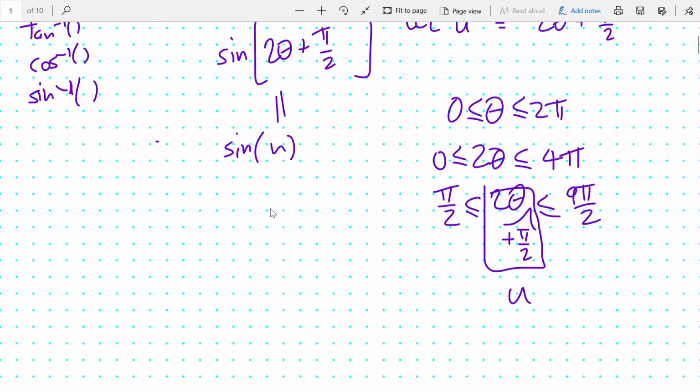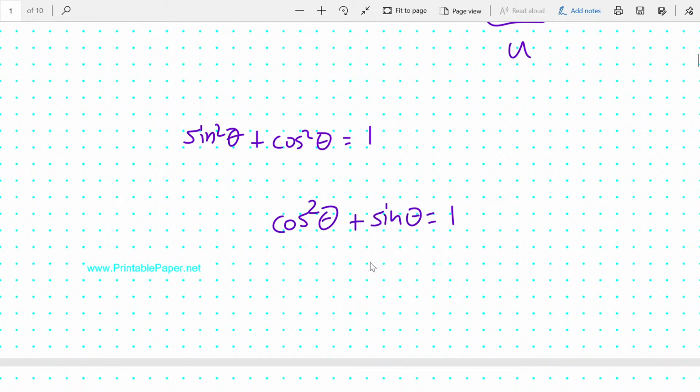Alright, so the second thing I want to talk about is using the identity that sine squared theta plus cosine squared theta is equal to 1. The way you do this is, oftentimes they'll give you just a quadratic equation, and it'll be like cos squared theta plus sine theta is 1. And then what do they expect you to do from here?